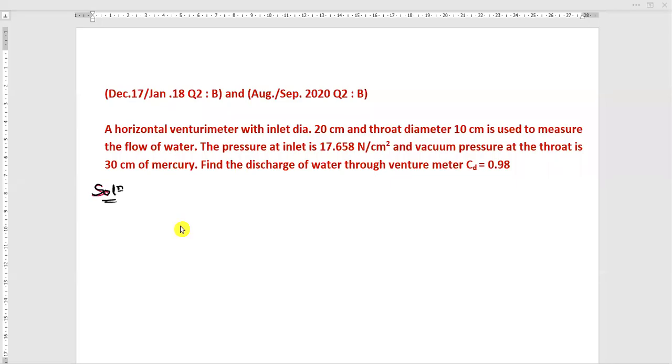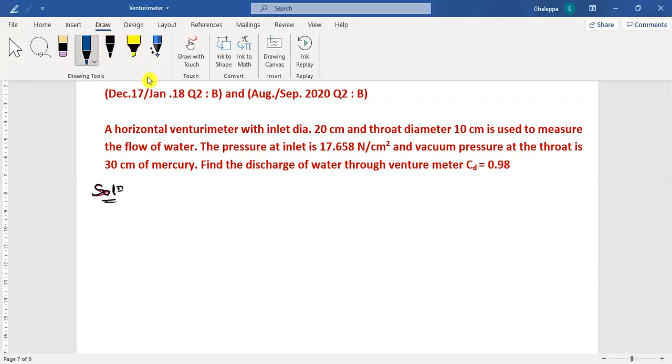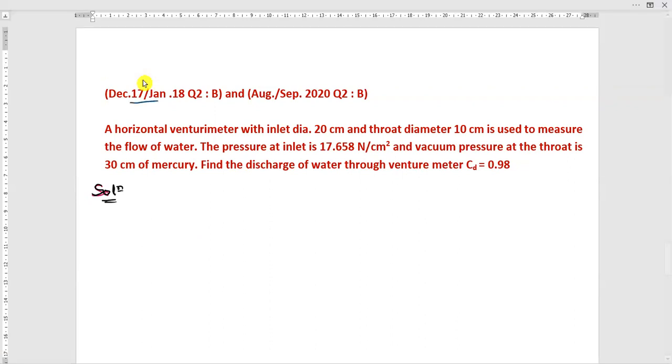Hello friends, in today's tutorial session we will solve one numerical on venturimeter. This numerical was asked in previous university question papers in December 2017 and January 2018, and it was also asked in 2020. So it is important. First, step number 1, given data.